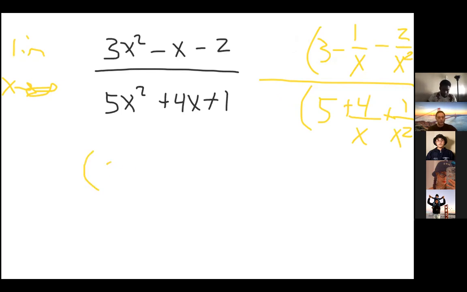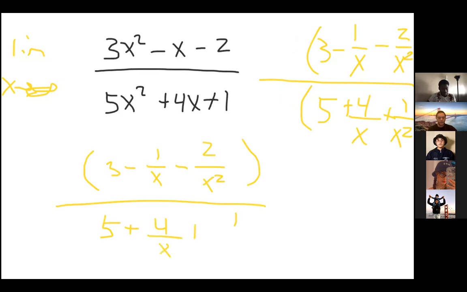We now have 3 minus 1 over x minus 2 over x squared, divided by 5 plus 4 over x plus 1 over x squared. Boom. Just like that. Now we're in a much, much better spot. We take the limit as x approaches infinity. Let's go term by term here. We plug in infinity everywhere there's an x.